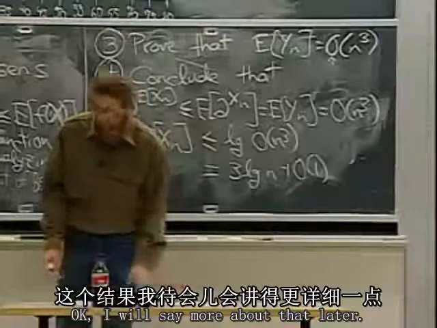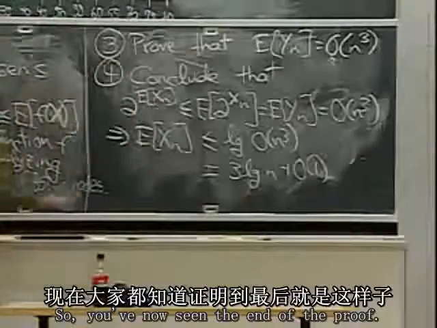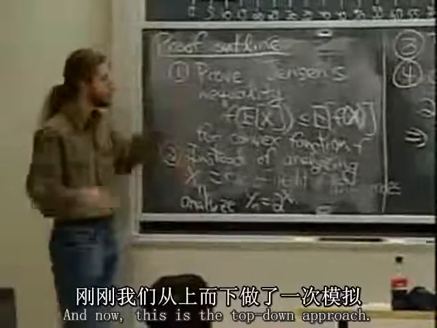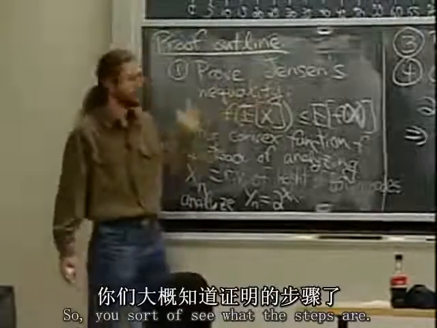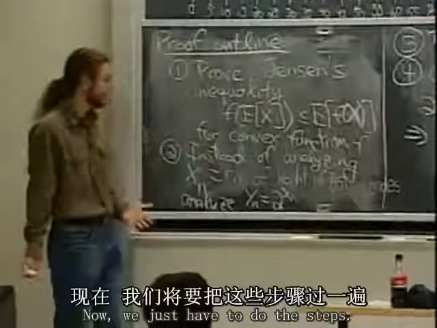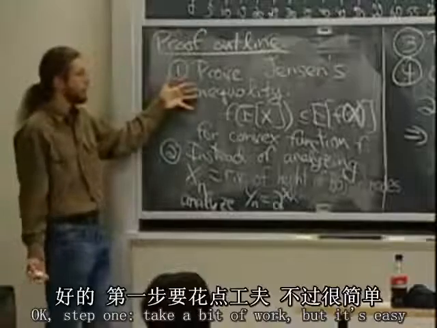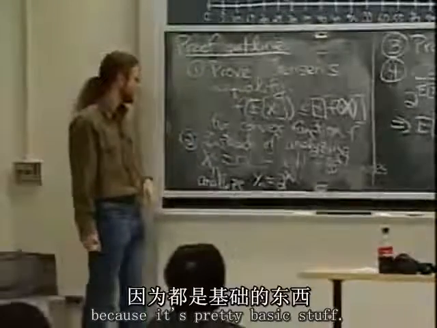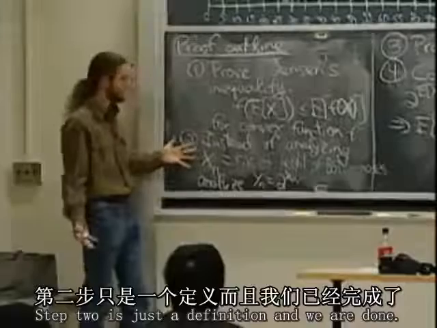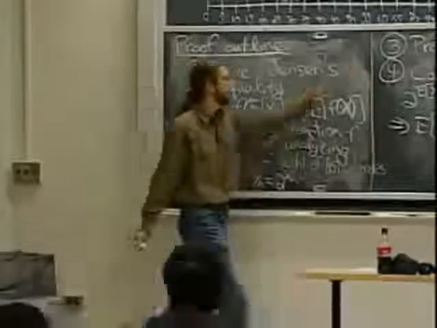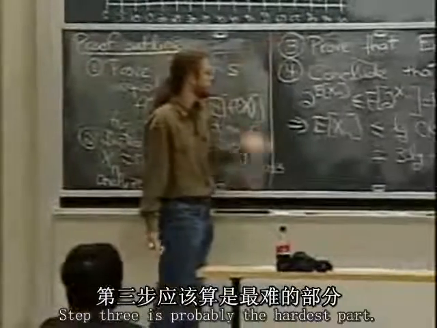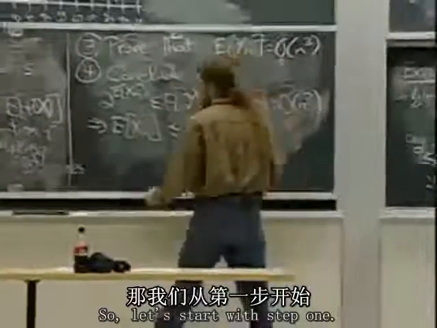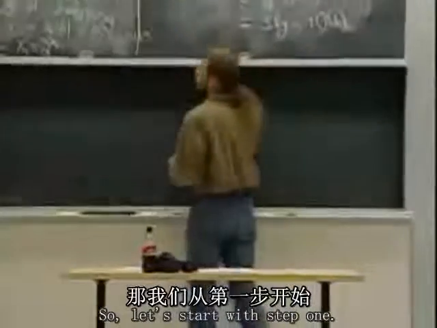So you've now seen the end of the proof. That's the foreshadowing. And now this is the top-down approach. So you sort of see what the steps are. Now we just have to do the steps. Okay, step 1 will take a bit of work, but it's easy because it's pretty basic stuff. Step 2 is just a definition. We're done. Step 3 is probably the hardest part. And step 4 we've already done. So let's start with step 1.